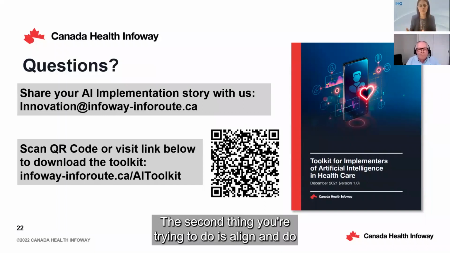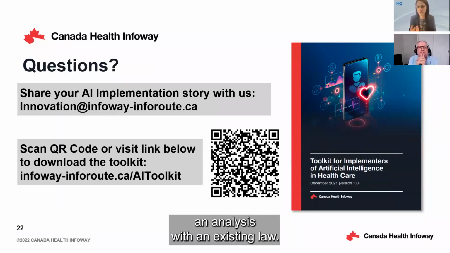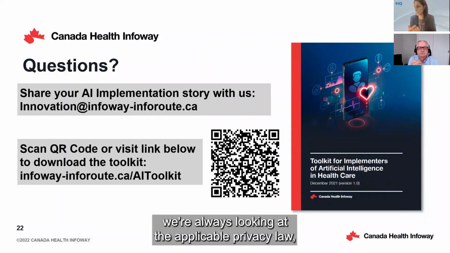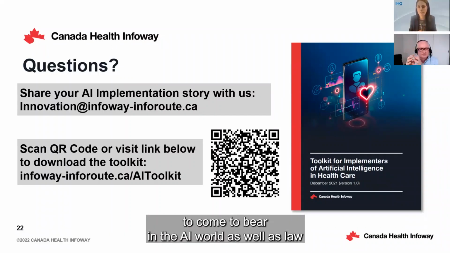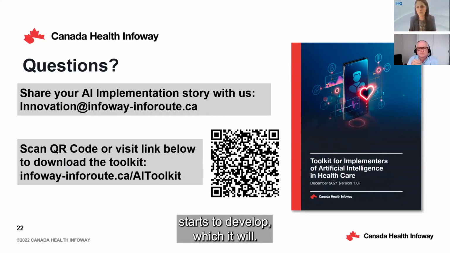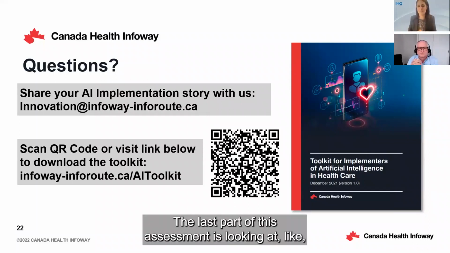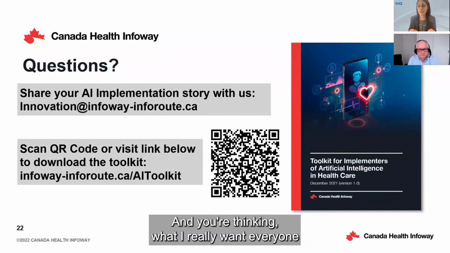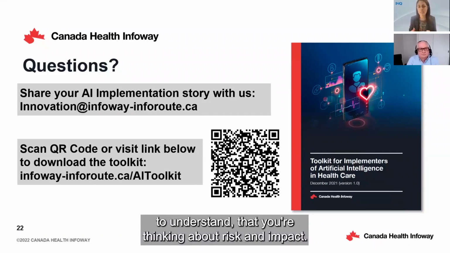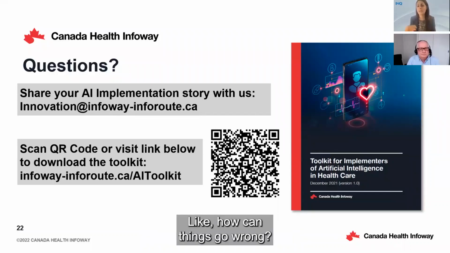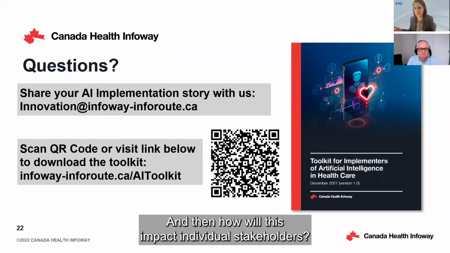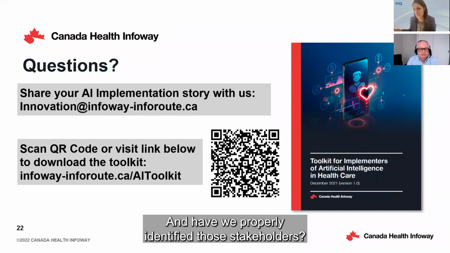The second thing you're trying to do is align and do an analysis within existing law. In the privacy world, we're always looking at the applicable privacy law. It's a little bit different from a security perspective. I appreciate this might be more specific to privacy, but this will start to come to bear in the AI world as well, as law starts to develop, which it will. The last part of this assessment is thinking through risk and impact. In the AI context, what are some of the associated risks? How can things go wrong? How will this impact individual stakeholders? And have we properly identified those stakeholders?